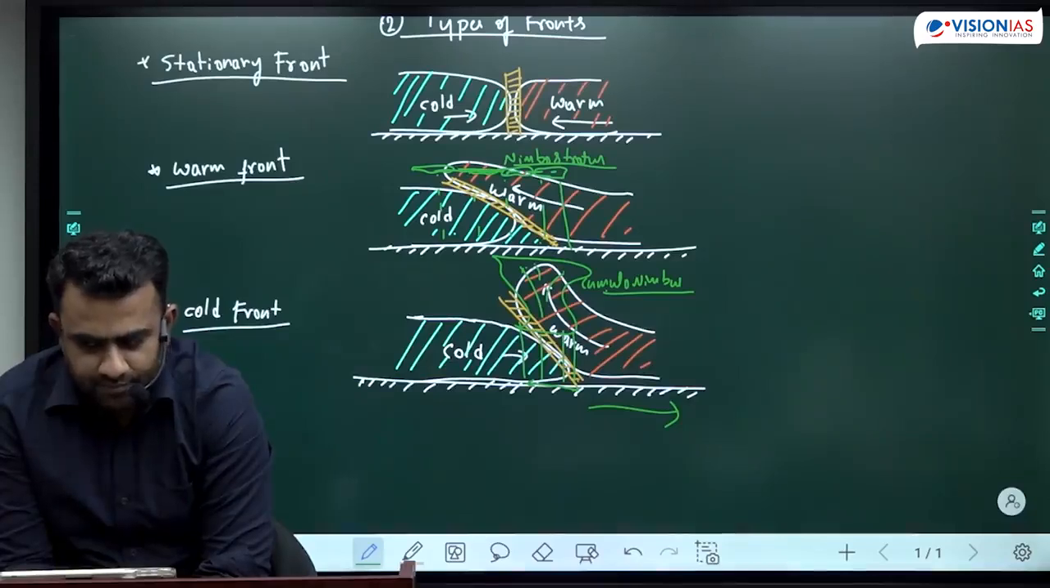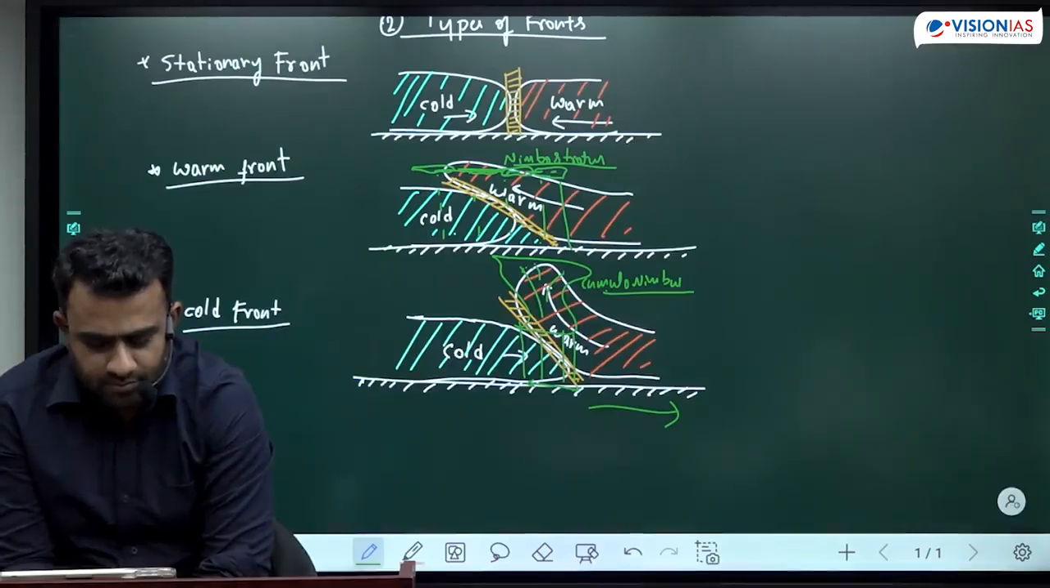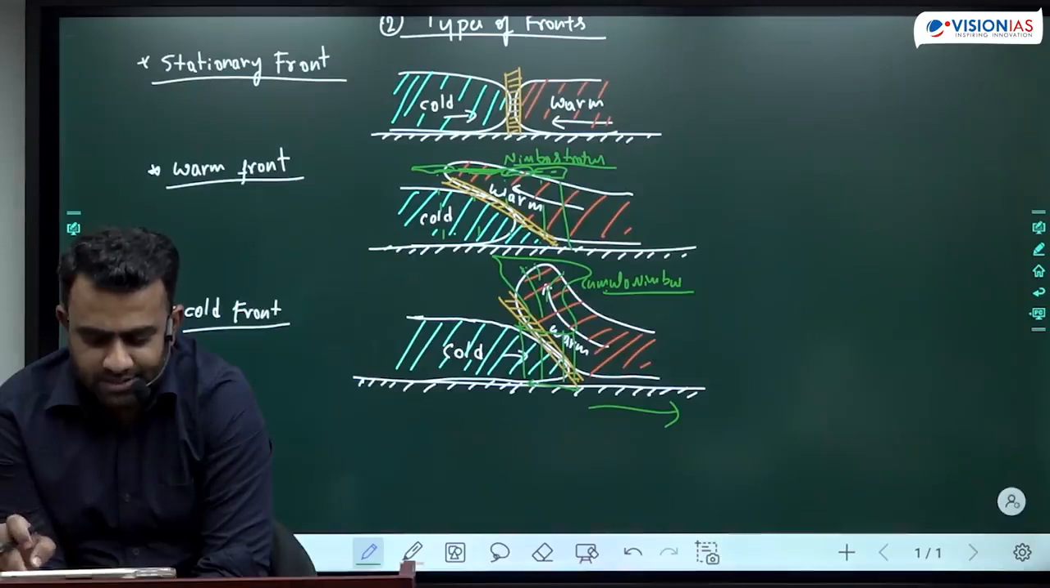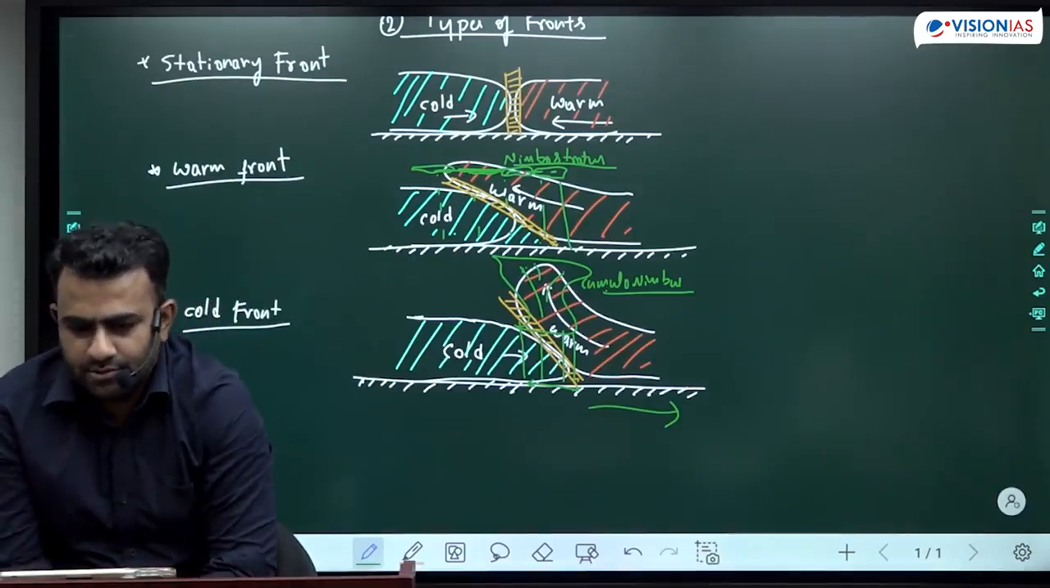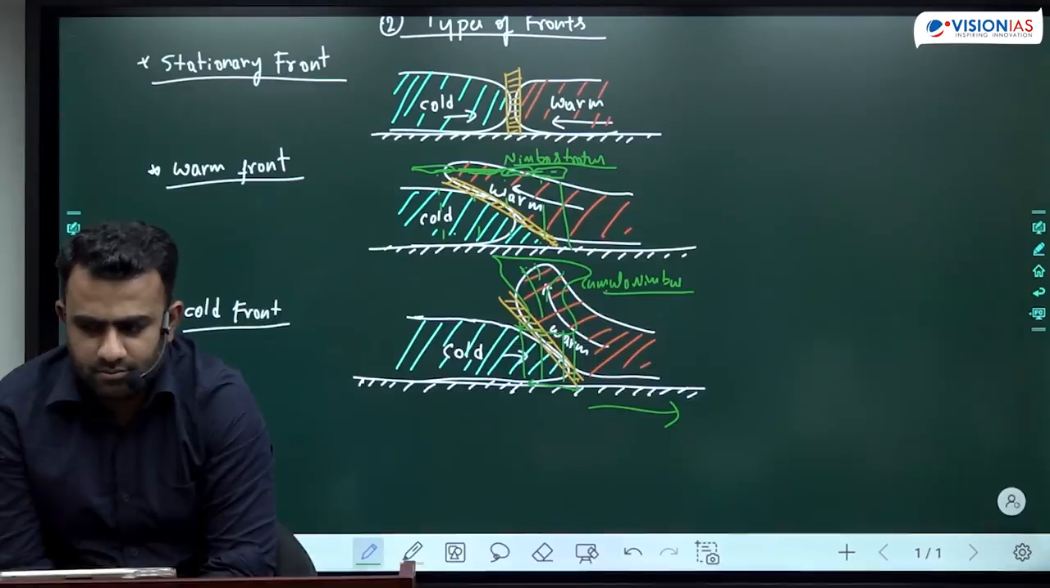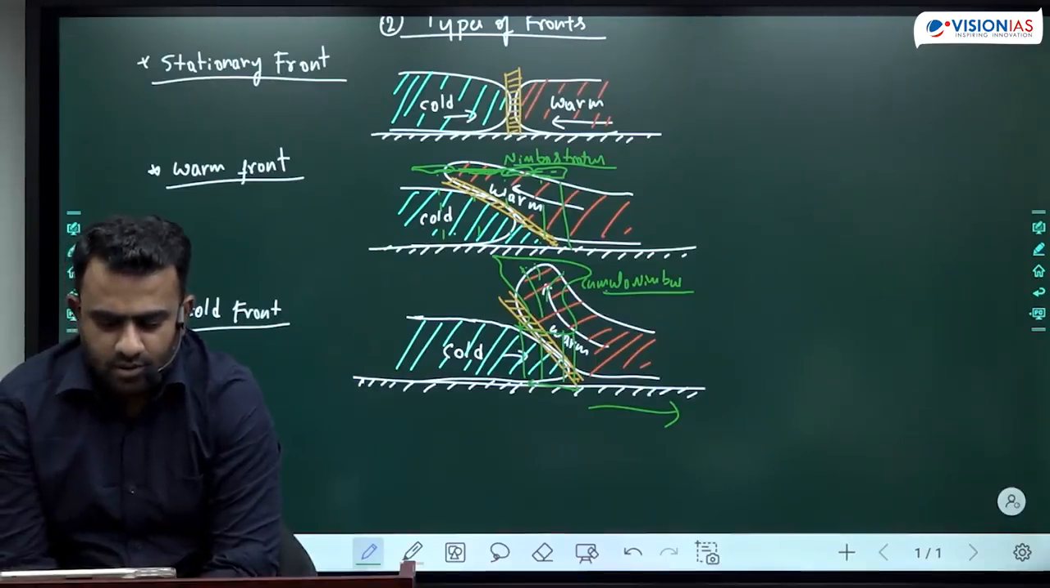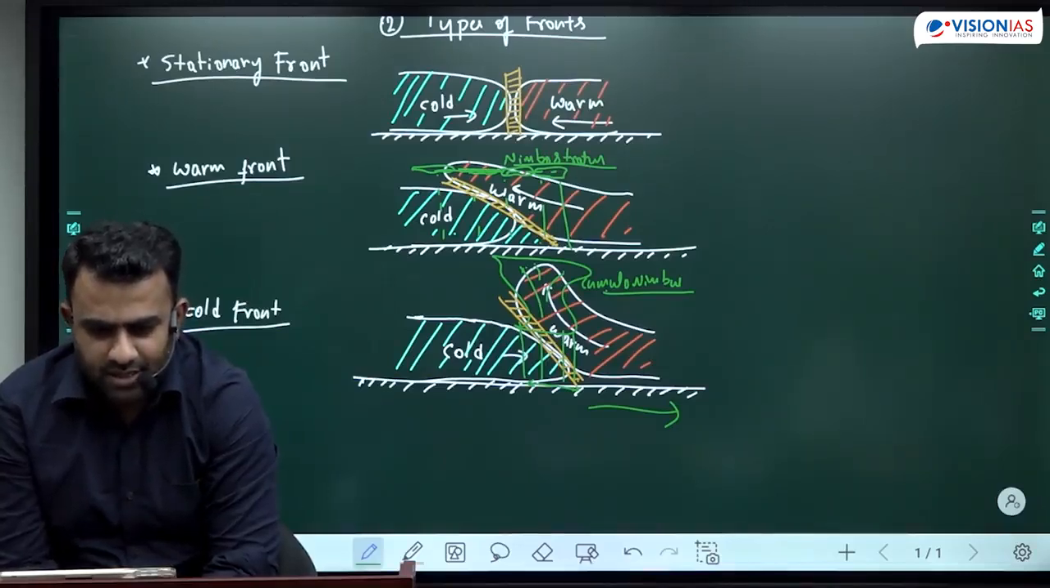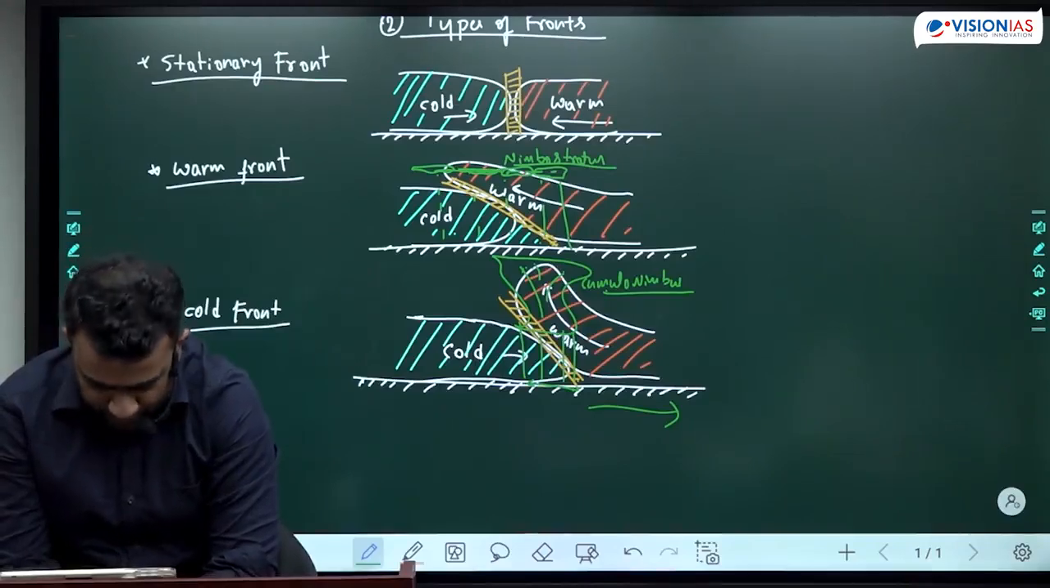Next, cold front. It is the front between warm and cold air mass where cold air mass is advancing and undercutting the warm air mass.